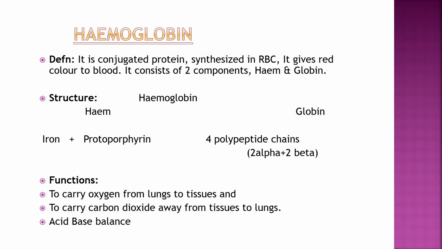So, definition: it is a conjugated protein, that is a mixed protein synthesized in RBC, and it is of two components, heme and globin, and because of that it gives red color to the RBC or blood. Structure: it is composed of heme and globin. Heme is composed of iron plus protoporphyrin, and globin is composed of 4 polypeptide chains, 2 alpha and 2 beta. Function of hemoglobin is to carry oxygen from lungs to tissues, to carry carbon dioxide from tissues to lungs, and acid base balance or buffer.